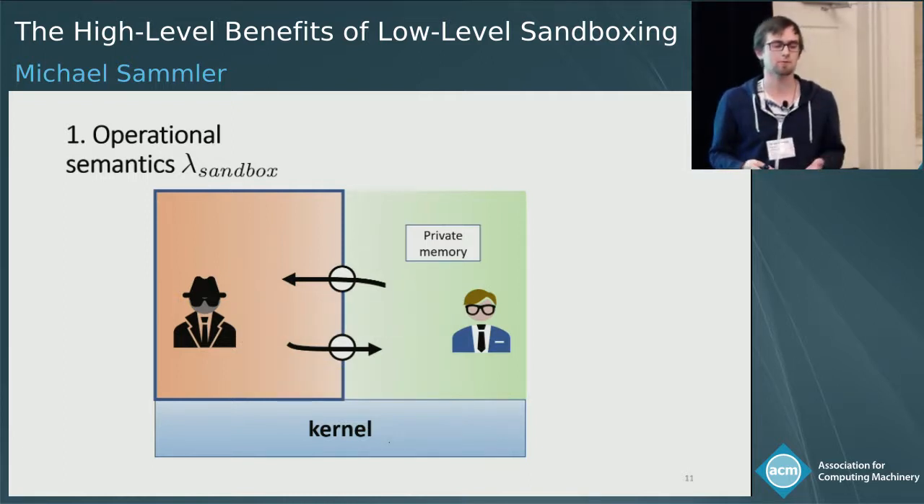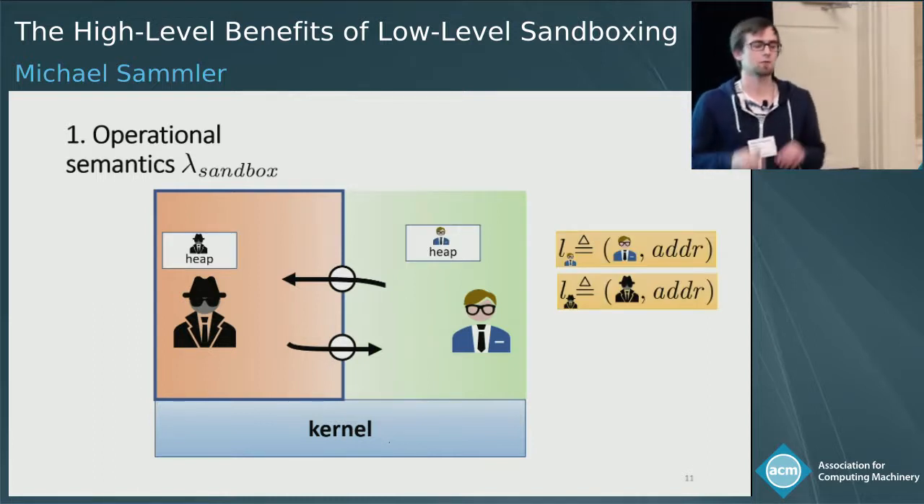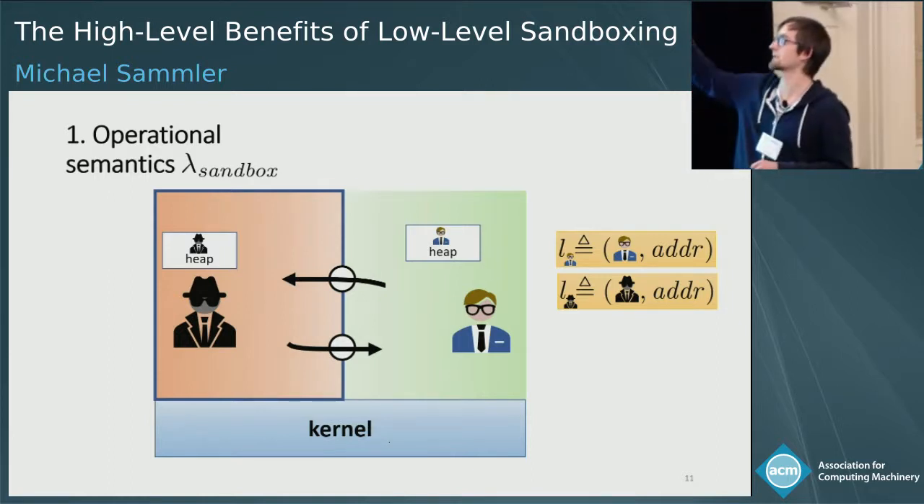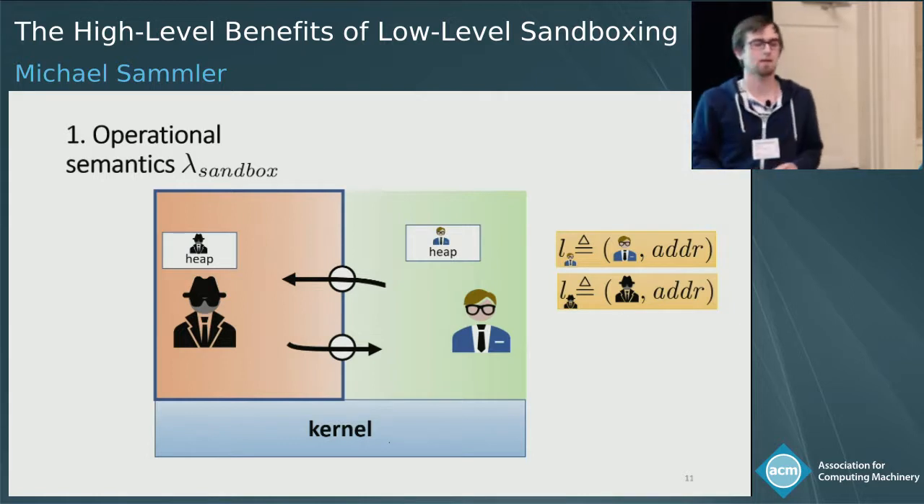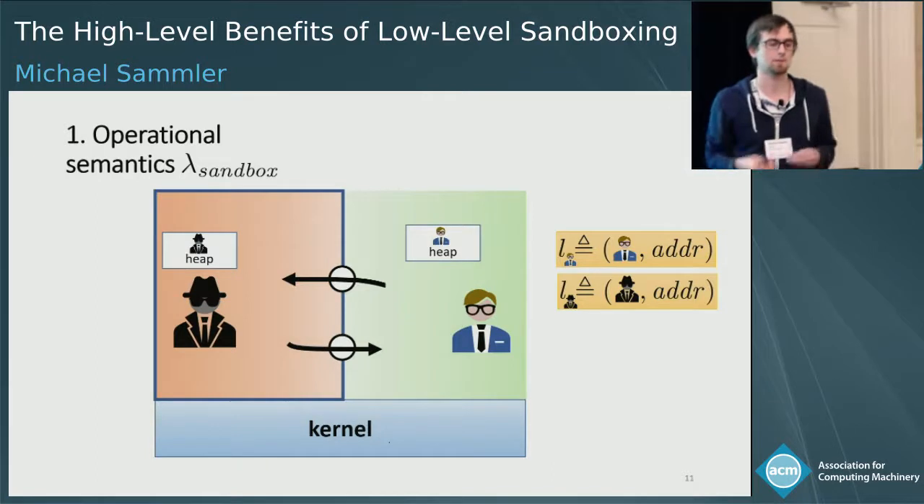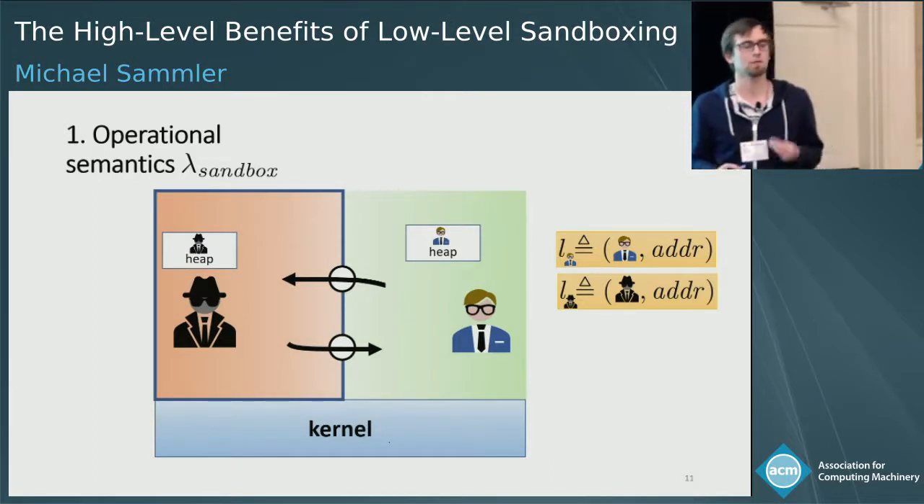The next thing which we need to model is the memory, and we do this by splitting the heap into two parts, one part for the trusted code and one part for the untrusted code. We do this by extending locations with an additional bit which tells us whether this location points to the trusted or to the untrusted heap. And this models coarse-grained memory isolation, which is the most commonly used form of memory isolation found in practice.